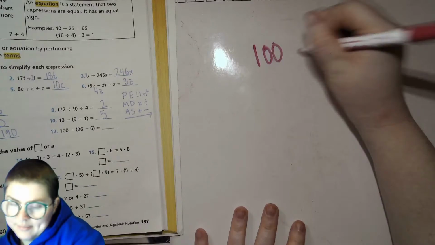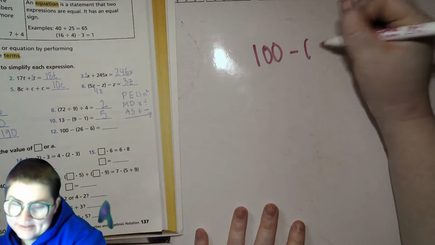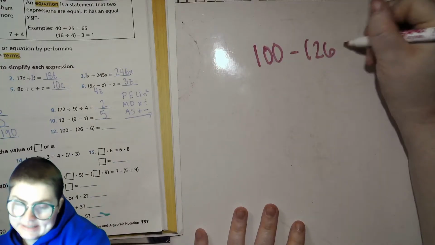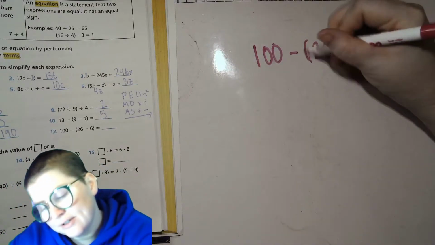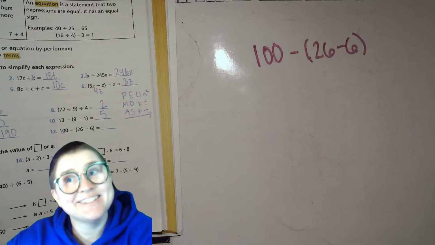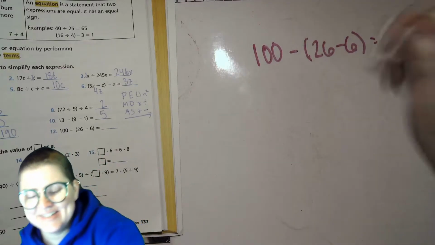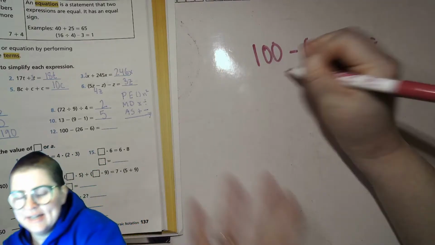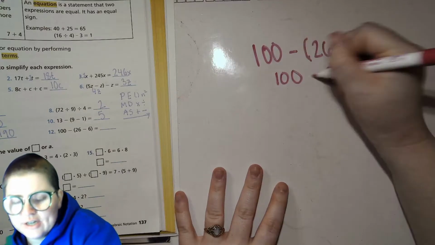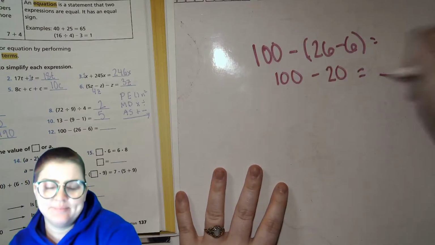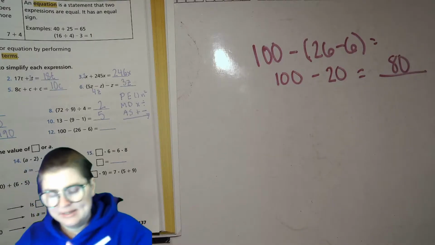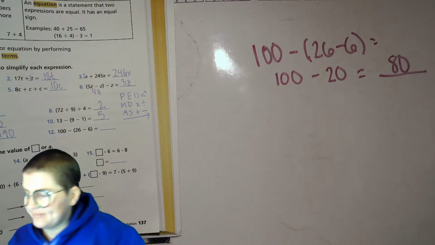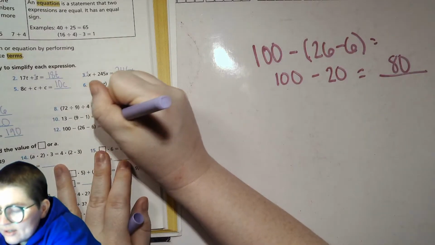100 minus parentheses 26 take away 6, close parentheses. What do we do first? Parentheses, right? 26 take away 6 is just going to be 20. Now we bring down the rest of the equation. 100 minus 20 is what? 80. Okay. Well done on this section.